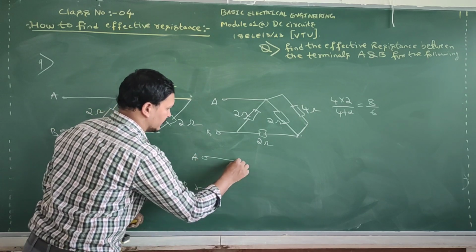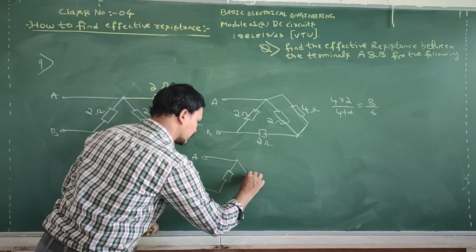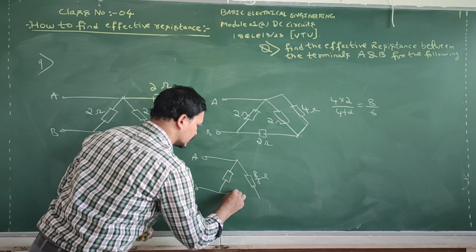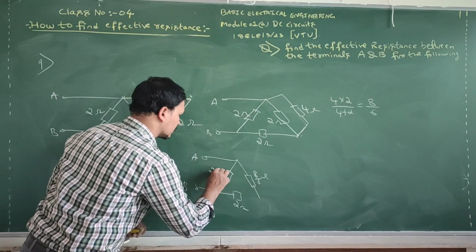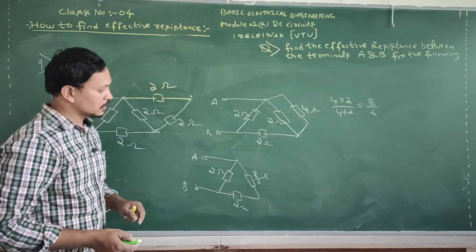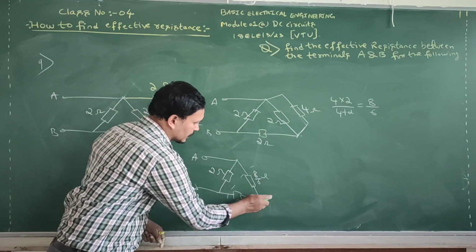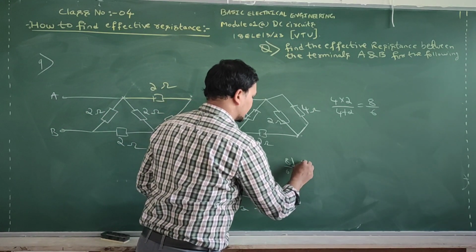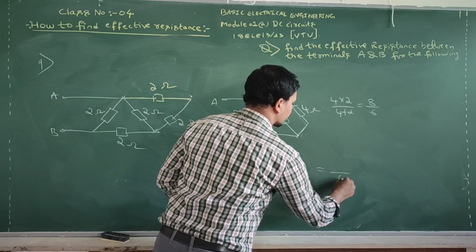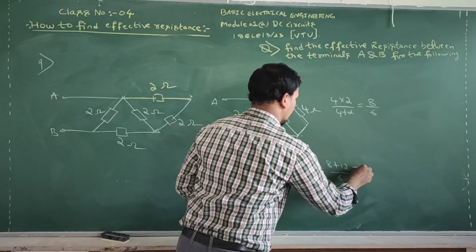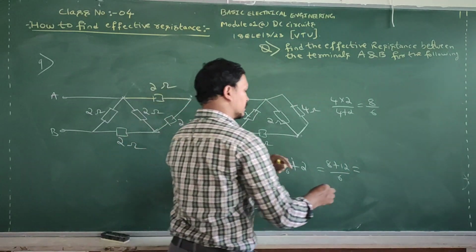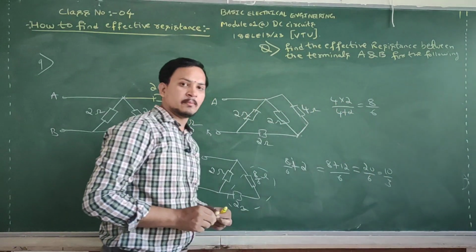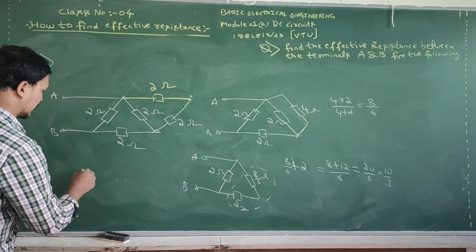Now terminal A and terminal B, and this resistor value is 8 by 6 ohm, and this one is 2 ohms, 2 ohms, and then like this. Now these two are connected in series. Add the resistance value. 8 by 6 plus 2. What is the LCM? 6. So 8 plus 12 is 20 by 6. 20 by 6 is how much? 10 by 3. So now this gets reduced to 10 by 3.